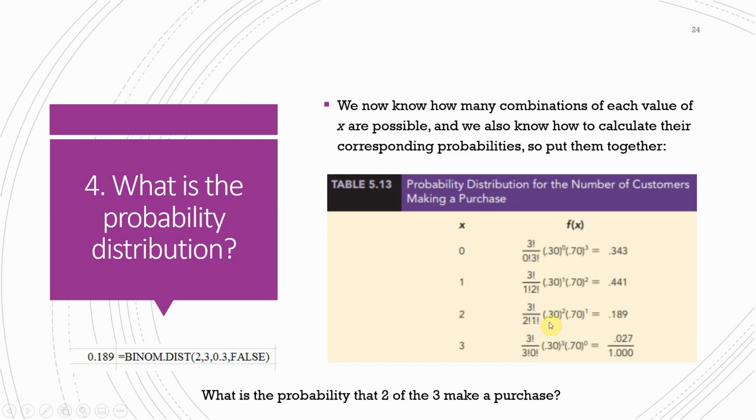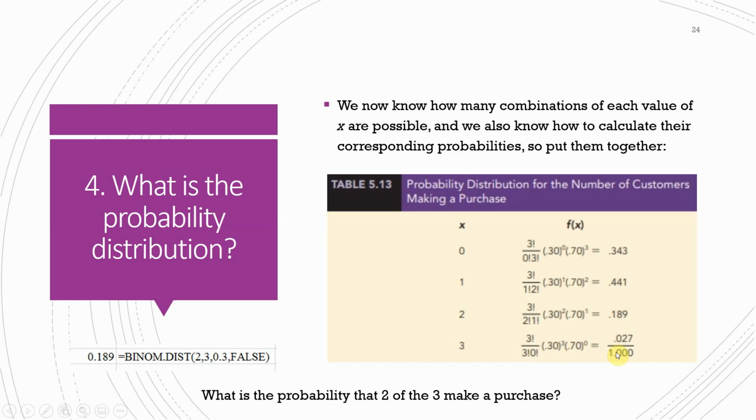We only calculated it for here, but we could go back and calculate the probability that 1 of the 3 makes a purchase. We'd do the same thing where we'd go through and calculate the possible combinations, and then multiply it by their respective probabilities to get the total probability. So that's what we did.